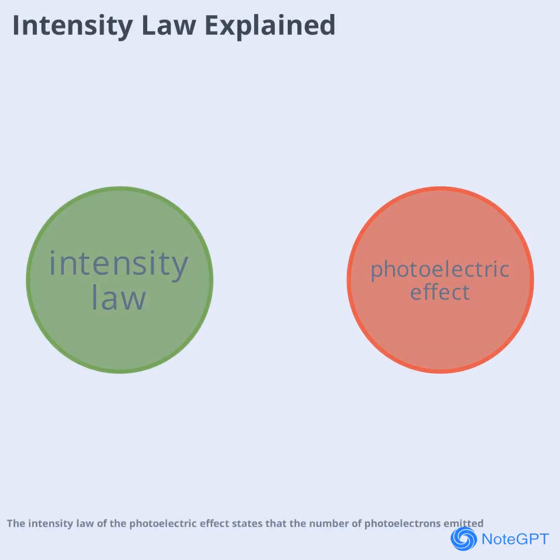The intensity law of the photoelectric effect states that the number of photoelectrons emitted from a metal surface is directly proportional to the intensity of the incident light, provided the frequency is above the threshold. This means that increasing the brightness of the light increases the number of electrons emitted, but does not affect their kinetic energy. This observation further supports the particle theory of light, as energy is delivered in quantized packets, and only those packets with sufficient energy can liberate electrons.